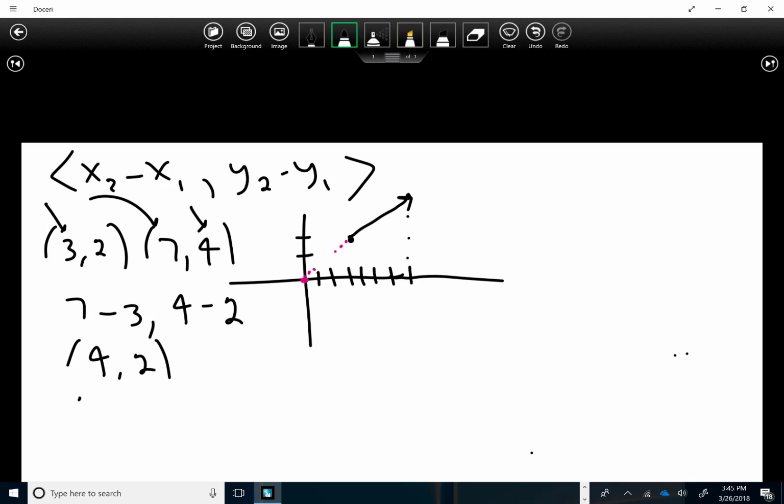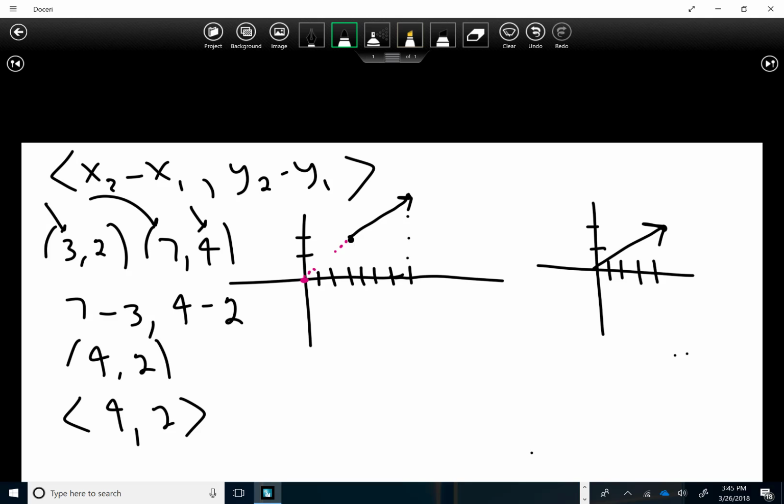And if we write this in vector notation, what this means is that same vector, if we were to start it at the origin and end it at 4, 2, this is the same vector. We've just slid it down so that it's at the origin. And so that's what we're kind of looking at there.